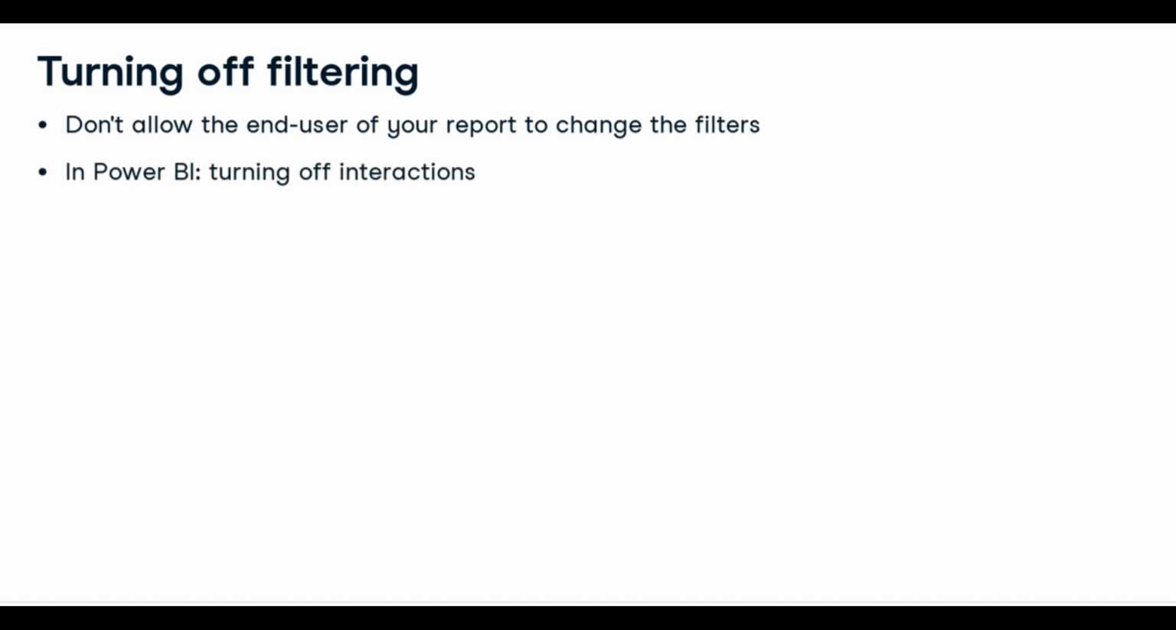It's possible that you don't want the end user of your report to be able to change the filters. For example, if you have a visualization focusing on computer sales, it wouldn't make sense for the user to be able to change the filters so a different product is displayed. You can do this in Power BI by changing the interactions. Changing interactions means the visual will not change when another field is selected. We'll take a look at how to do this in the upcoming videos.